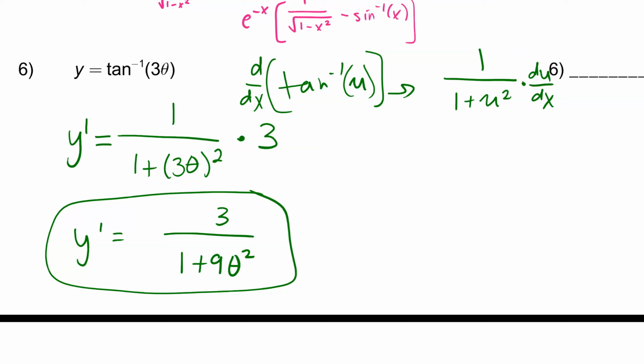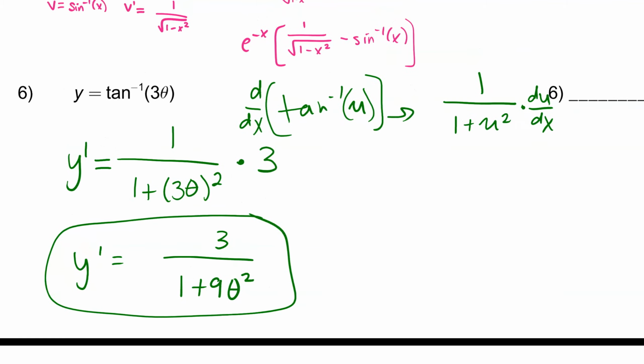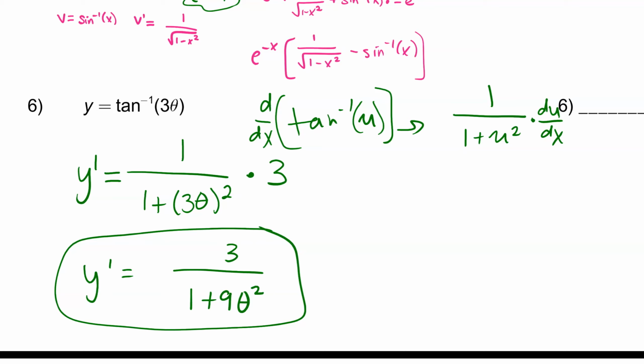So the difference between the tan inverse and the sine inverse is that sine inverse has a square root and a minus, and tan inverse does not have this. Why is it 1 plus 9 theta squared? 3 theta squared is 9 theta squared, because you distribute the square. Theta squared is theta squared.